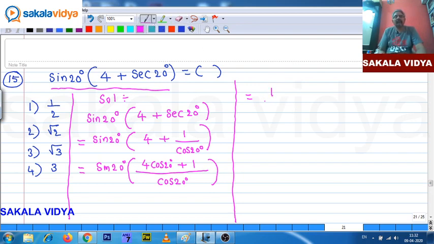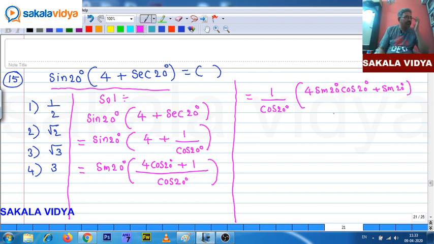So, 1 by cos 20 into 4 sin 20 cos 20, plus sin 20. Okay, this step is correct. Please check step by step. Right, thank you. So, that means we multiplied this one and this one with 1.